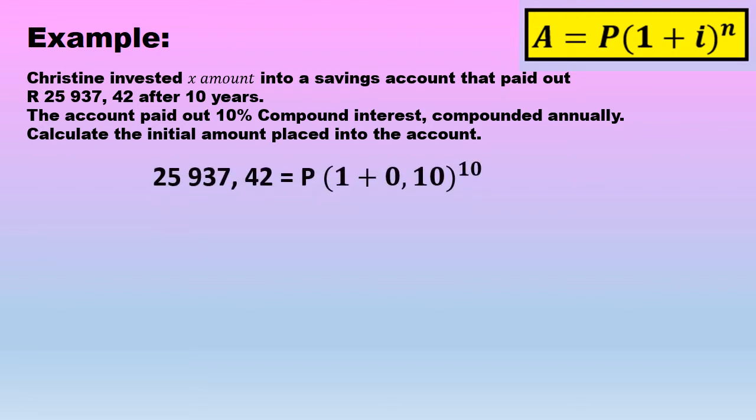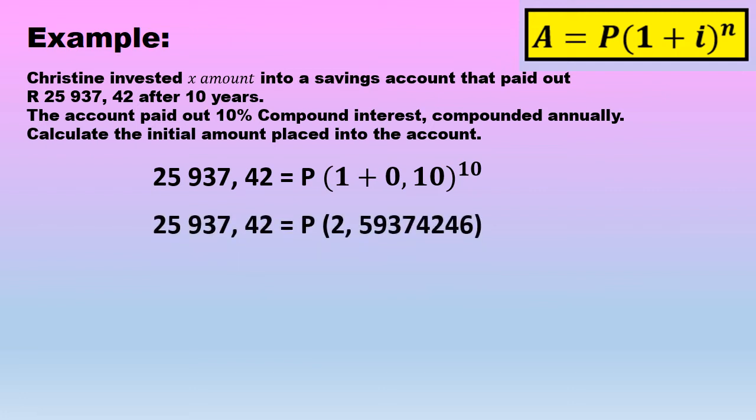So you're going to replace all the values that you have into your formula. A's value was 25,937. The interest written as a decimal is 0.10, and the number of years is to the power of 10. All right, so can you see that you can simplify that bracket and to the power 10? So you're just going to punch that into your calculator. 1 plus 0.10 equals, all raised to the power 10, or you can put it in brackets, all raised to the power 10. Then you get your answer.